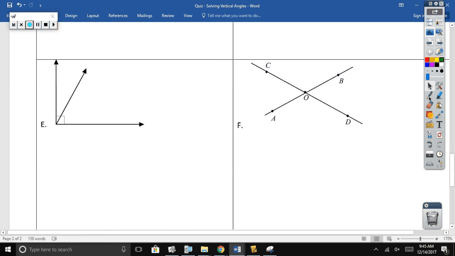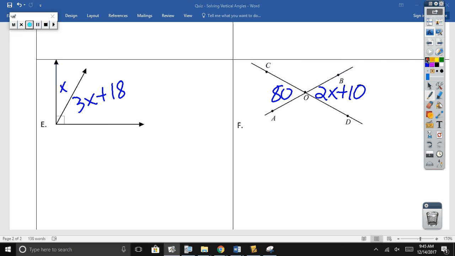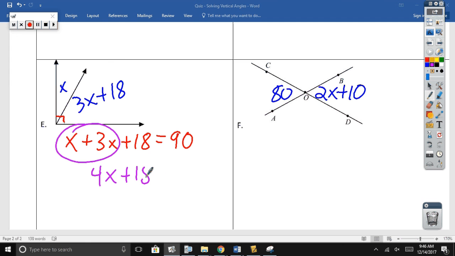Let's look at these last two. What do I have on the quiz? We've got x and 3x plus 18. We've got 80 and 2x plus 10. Same skill. We've got to look at the picture and say, what do I have? In this case, I see a right angle at the bottom left, which means that these two angles together add up to 90 degrees. So first thing we're going to do is combine the two terms that are like terms on the same side, to get 4x plus 18 equals 90.